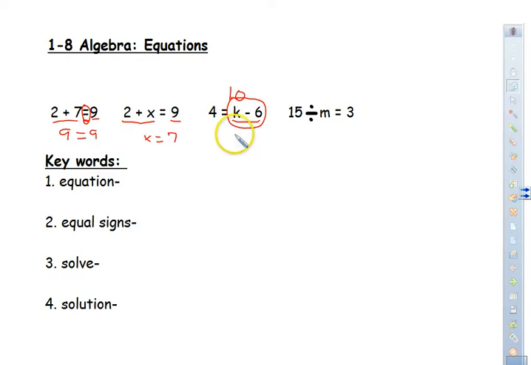Once we begin today, we're going to be solving these mentally, but in the near future, we'll be solving these algebraically. This is the first step, getting closer to solving these, keeping that equation balanced. So the answer to this is k equals 10. And then on this one here, 15 divided by what equals 3? In this case, it would be 5, because 15 divided by 5 equals 3. So m equals 5.